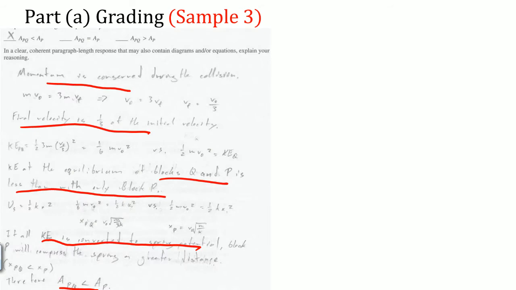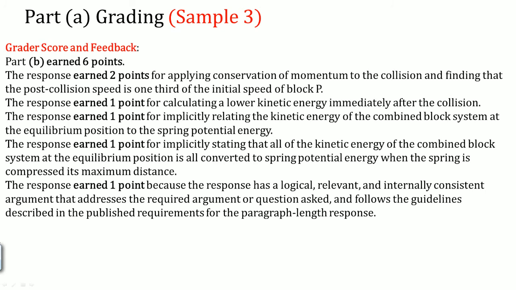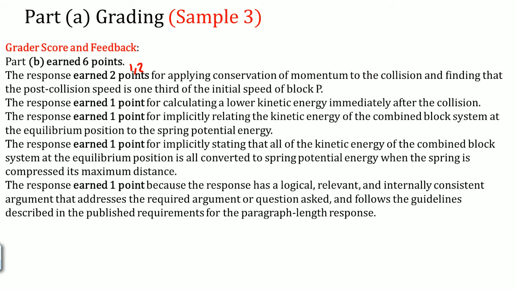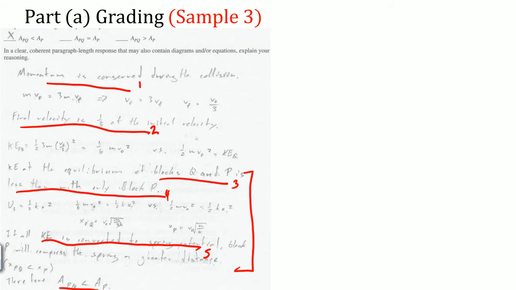So this was for the first point. That's for the second point. This is the middle 3. So 3, 4, 5. And then the fact that they earned these in-between points, they get the last point of the logical, consistent argument. Okay? This is the way the graders wrote it. So this was the first two, 1 and 2, that I explained here. That is for applying the conservation of momentum to the collision and finding the post-collision speed is 1/3 of the initial. They even wrote 1/3 here of the initial.